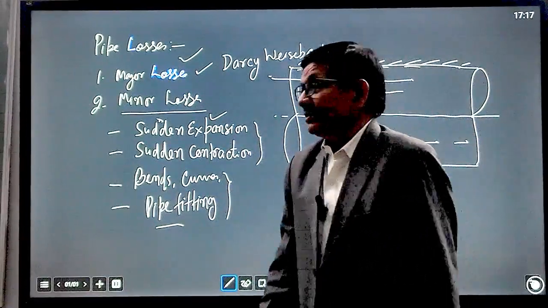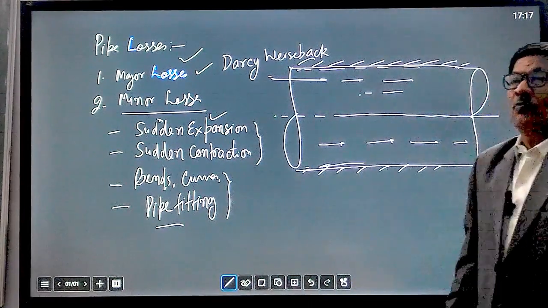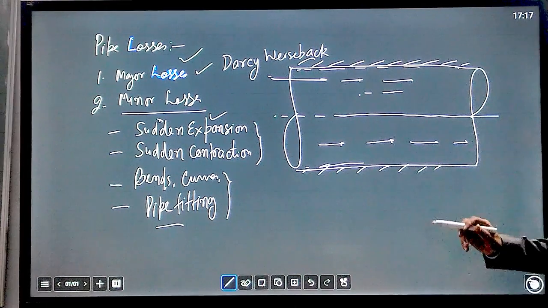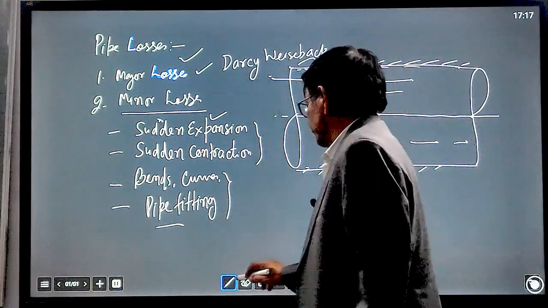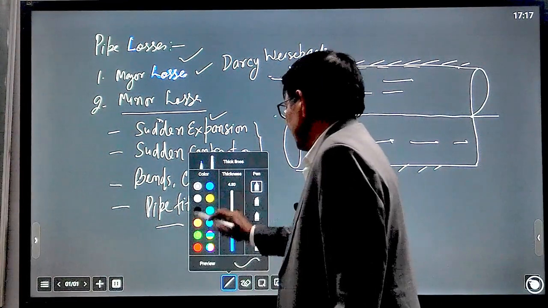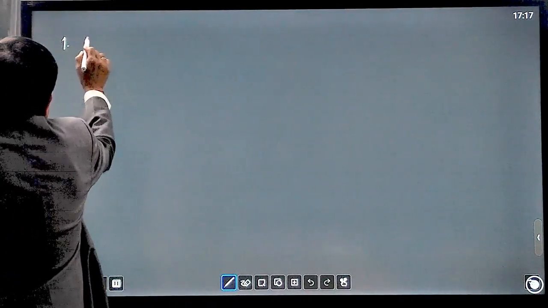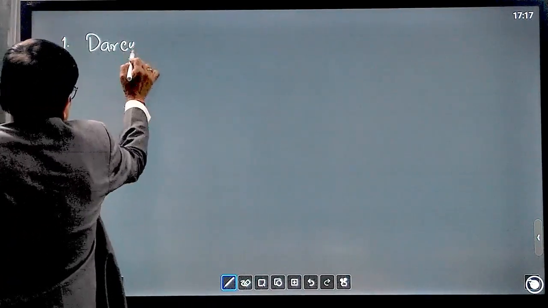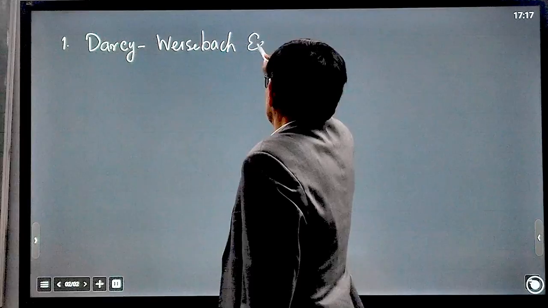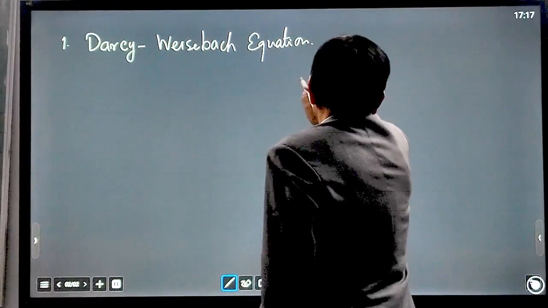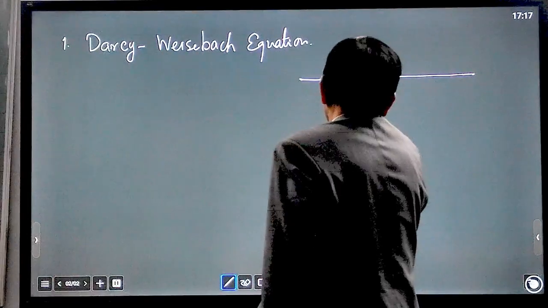So first we discuss the Darcy-Weisbach equation, how we find out major loss by using the Darcy-Weisbach equation that was developed by Darcy-Weisbach. So next we discuss major loss, that is the Darcy-Weisbach equation. So let us make a pipe diameter, pipe length, cross section of the pipe.